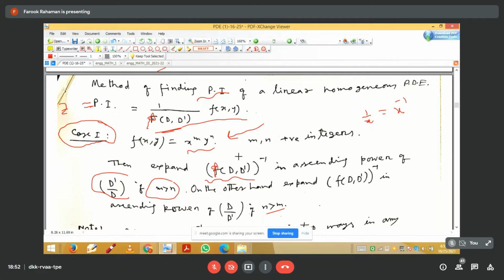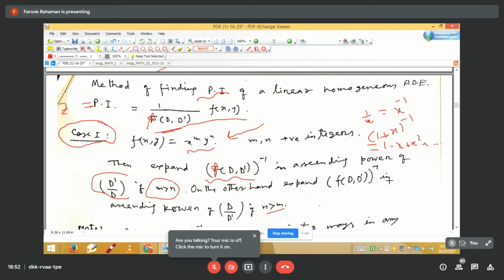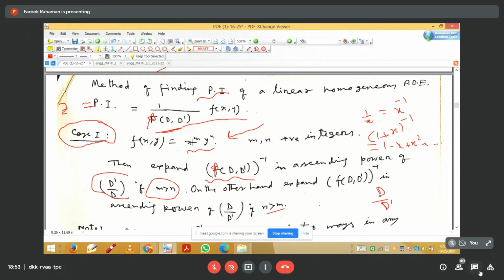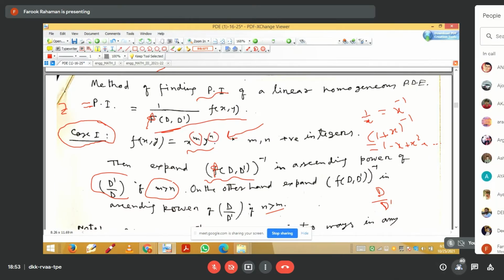Now one can see what will happen if we expand binomially. What is the binomial form? 1 by (1 minus x) is 1 plus x plus x square, and so on. I think all of you know this. Our x is of the form d by d dash, or d dash by d, whichever is preferable, no problem. That will depend on m and n.